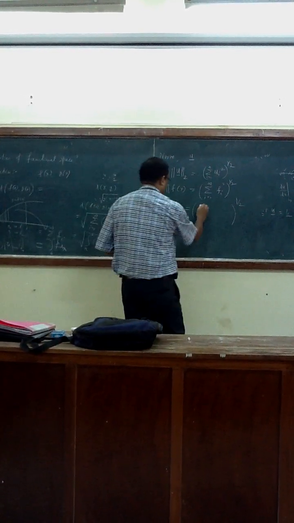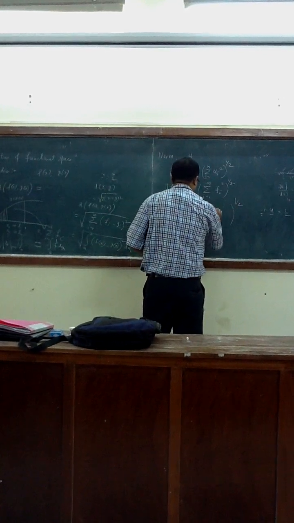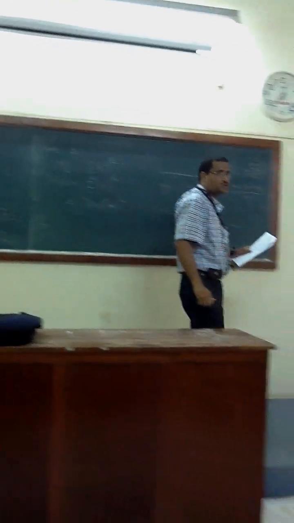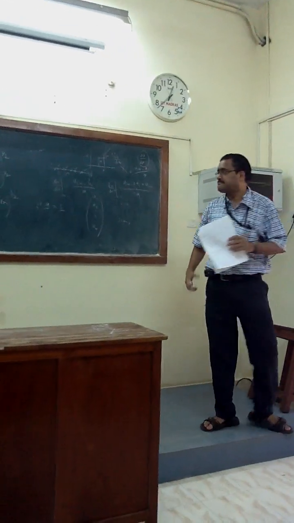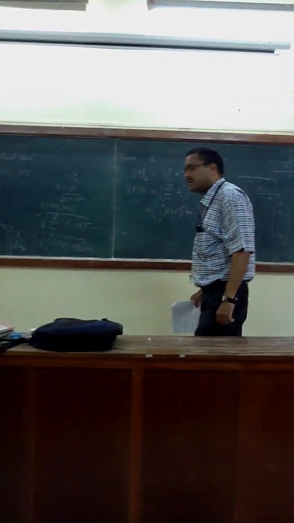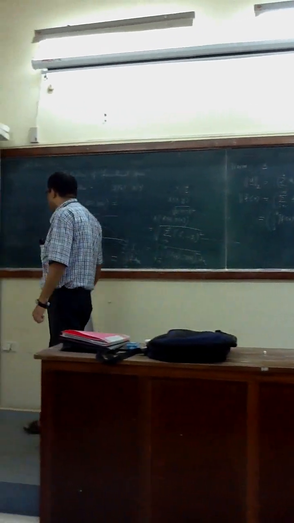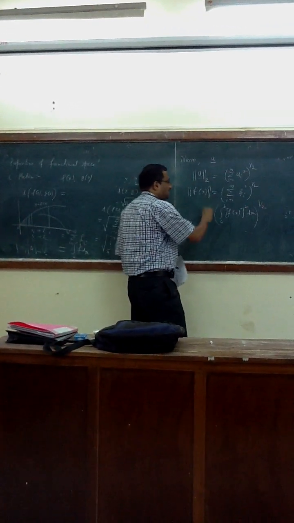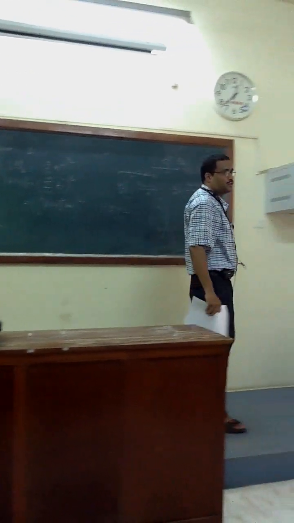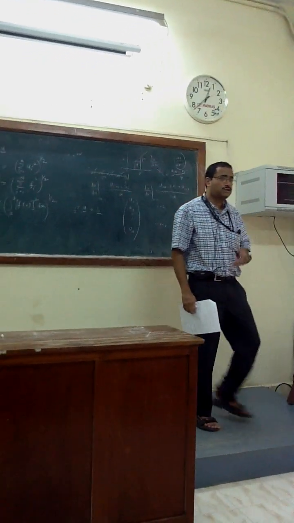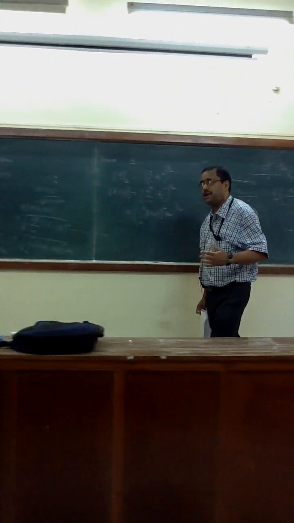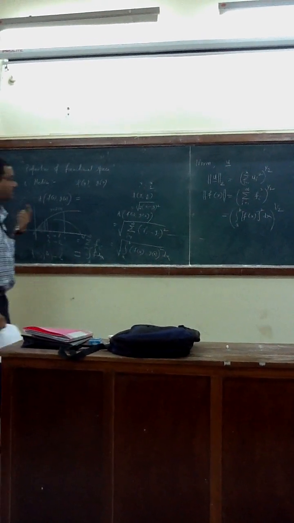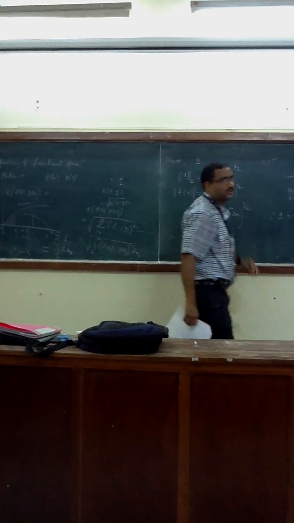Integral a to b, f of x squared, dx. See how easy? So this is the norm of the functional space. That is the length. Basically, this is nothing but the length of the function. Now you can see a function can be expressed as an infinite dimensional vector space. So if I say norm of the function, it is nothing but the length of the function.